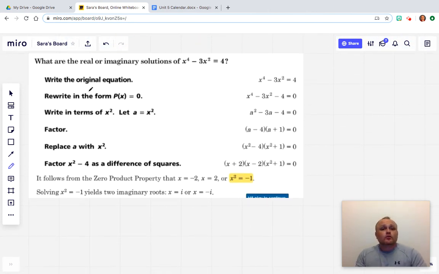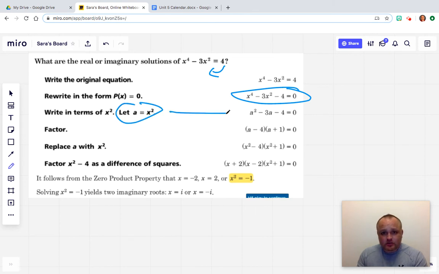What are the real or imaginary solutions for the following? Notice what we always do. We always set it equal to 0. So they move the 4 by subtracting it. It's in descending degree order. This right here is a little bit weird as far as what they did. People freak out when this is not 3 or 2.